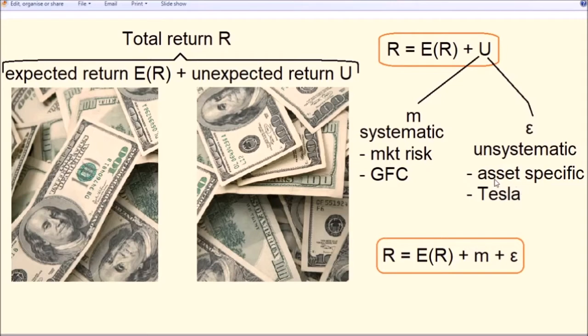Unsystematic risk is a risk that is asset specific to a particular company. For example, if you invest into one particular company only, say Tesla, and it ends up being involved in some sort of a scandal, that would be an unsystematic risk specific to this one company.